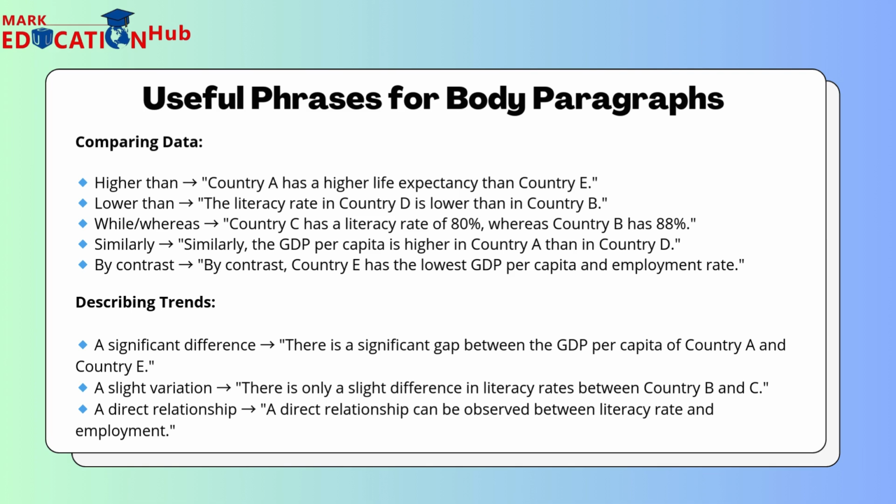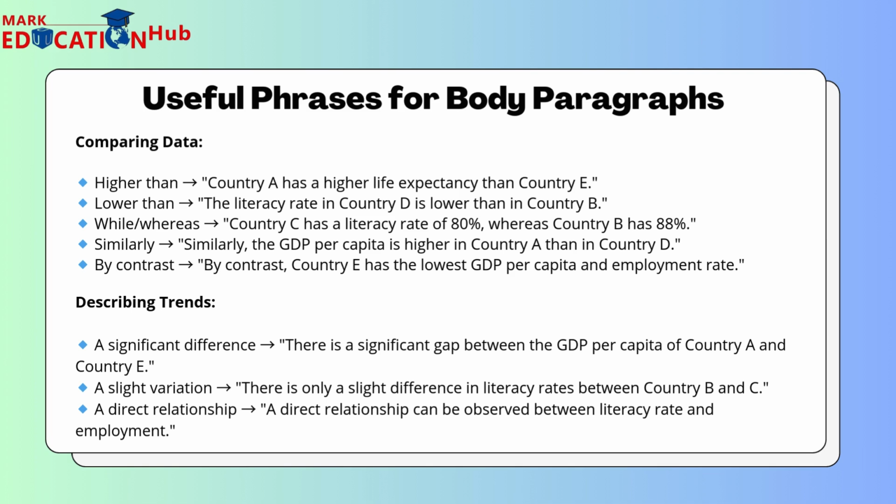Similarly, contrast words like by contrast help highlight stark differences. For example, by contrast, country E has the lowest GDP per capita and employment rate. To describe trends, phrases like a significant difference and a slight variation help provide depth. For example, there is a significant gap between the GDP per capita of country A and country E, emphasizes the disparity, while there is only a slight difference in literacy rates between country B and C, presents a minor contrast.